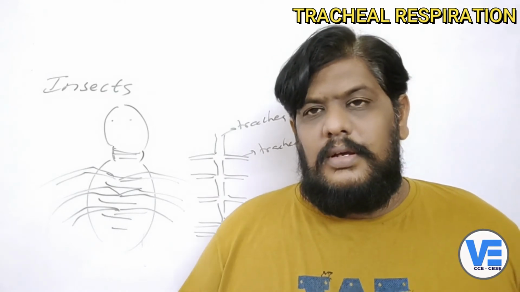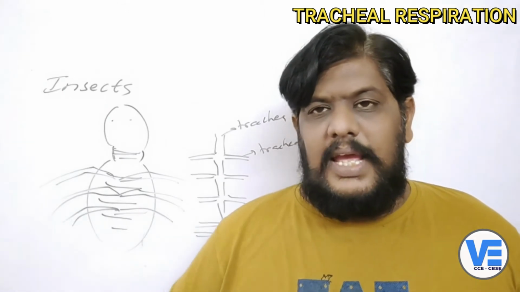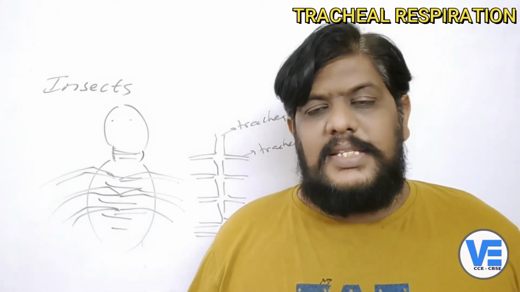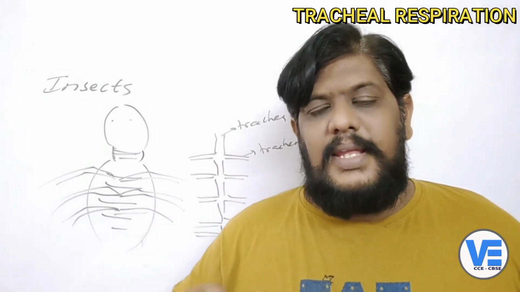So these are all the factors on which respiration is based, right? Based on the habitat they live in, based on their body size, based on the availability of water, and based on the kind of circulatory system they have.